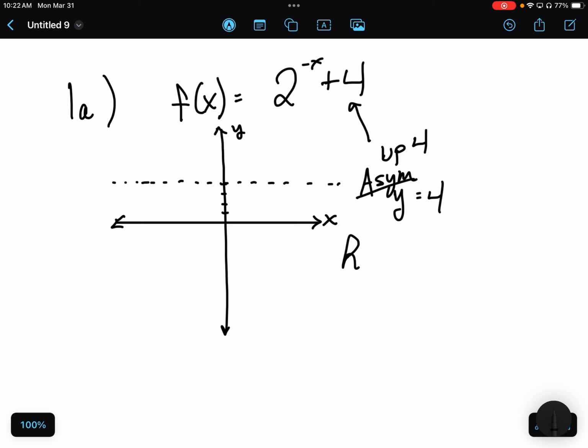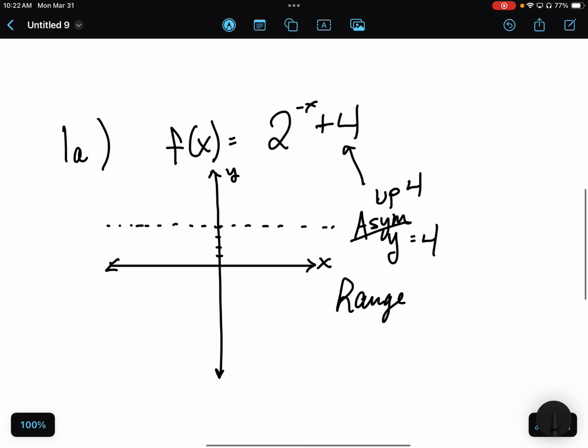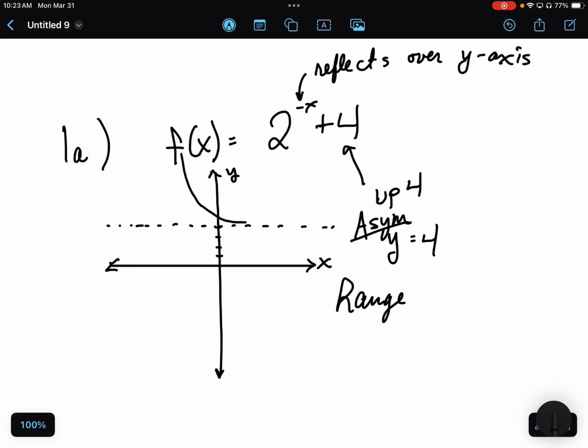It also helps you out with the range. And then the negative sign up here would mean that it reflects over the y-axis. If I were to put this in my graphing calculator just to see what it looks like, I got something that went like this, and goes out that way forever and up.